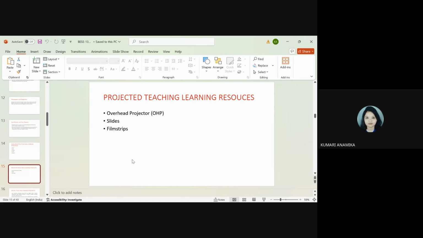Now after that is projected teaching learning resources. Okay, under this projected teaching learning resources, as we saw earlier, there was a triangle showing how a teaching learning experience is projecting, how it is changing from concrete to abstract. Previously, when we discussed teaching learning material, it was concrete, but this one, projected teaching learning resources, is not concrete. We will show some kind of slides, some kind of film strips, or some kind of audio videos, we can even show overhead projector. Okay, the first one is overhead projector.